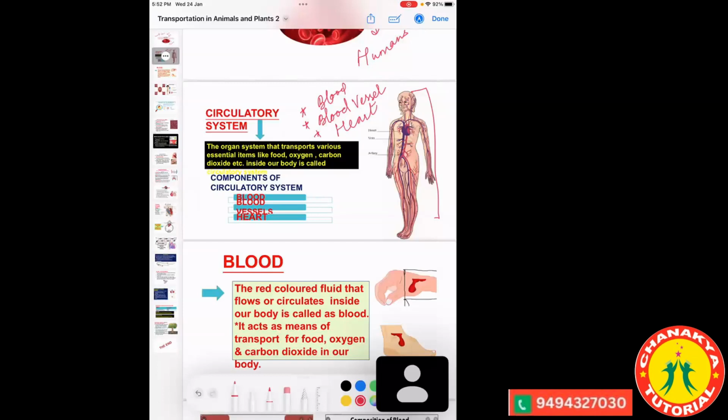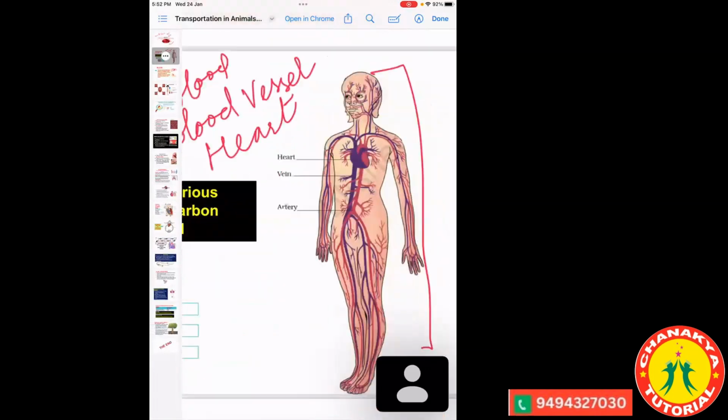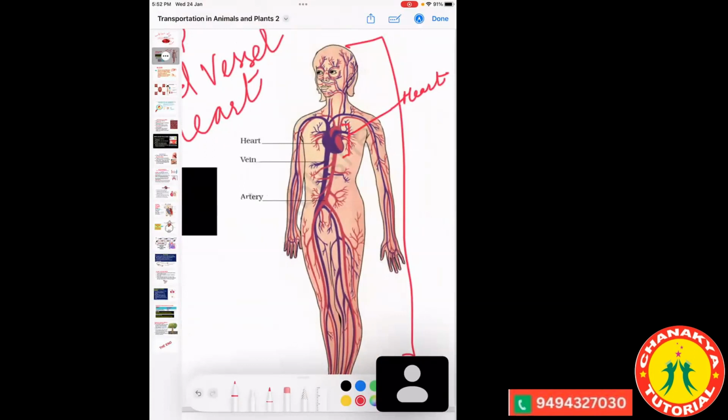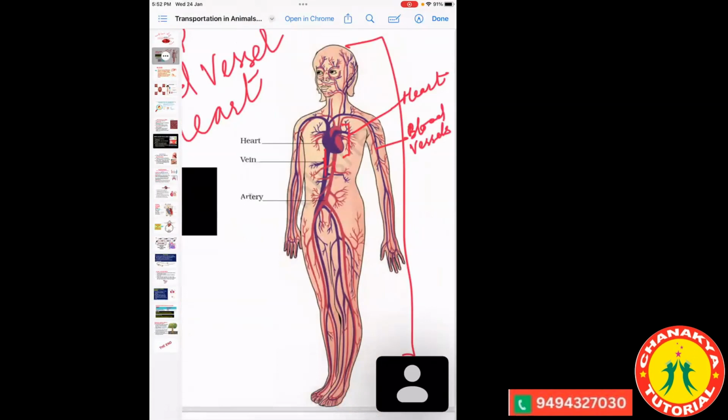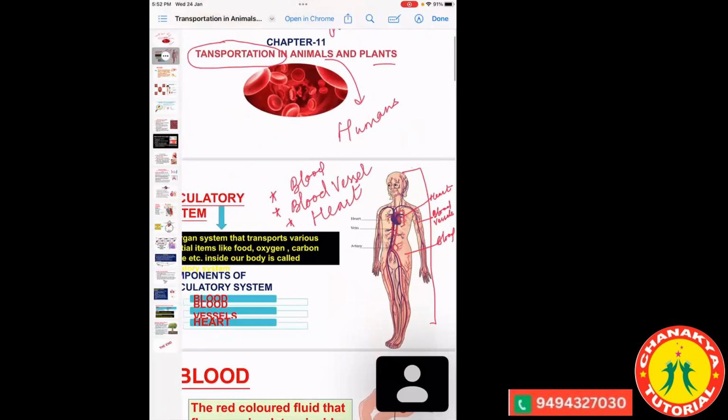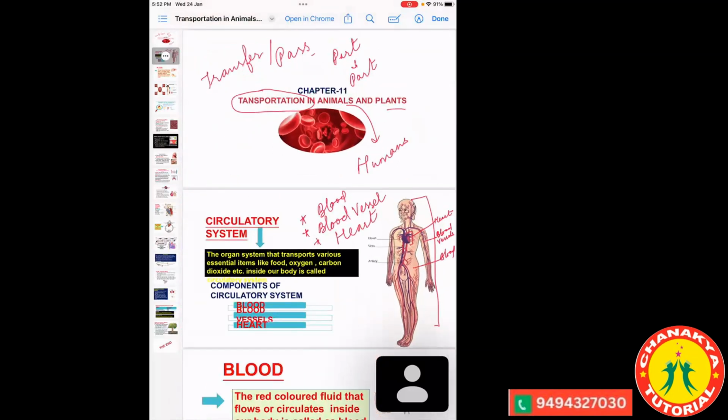So you can see this person. I'll just zoom it up. Now you can see here in the center, what is there? The heart is there. Then surrounding it, you can see the violet color and the red color. They are the blood vessels which help the different forms of blood to pass through. And the whole body of the person is covered with what? It's covered with the blood vessels for the transportation. So these are the three major components which are essential for the circulatory system.